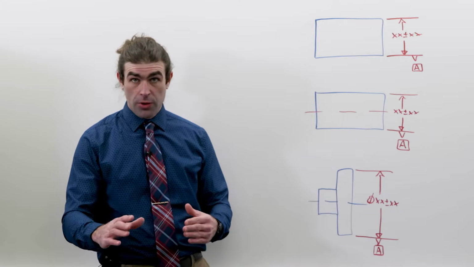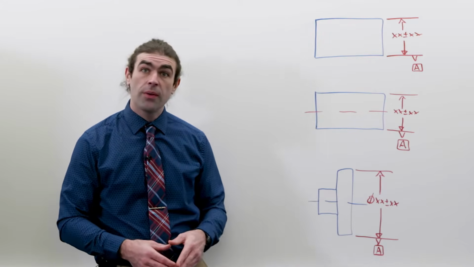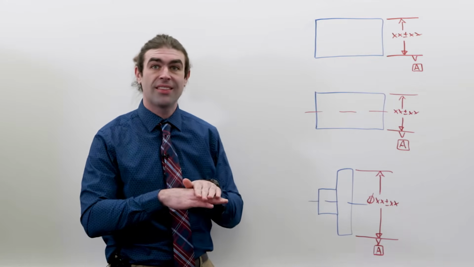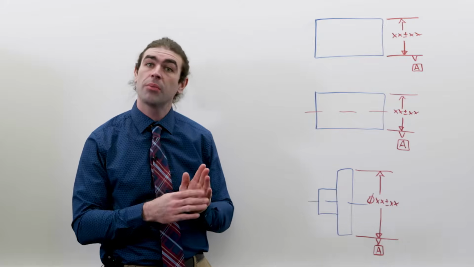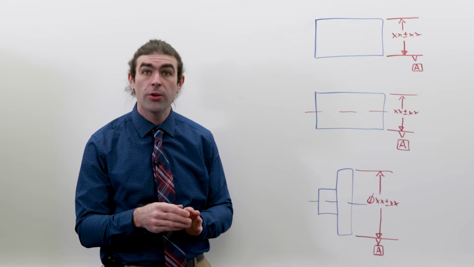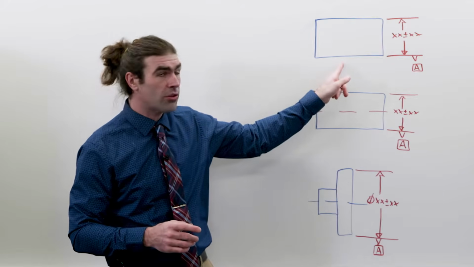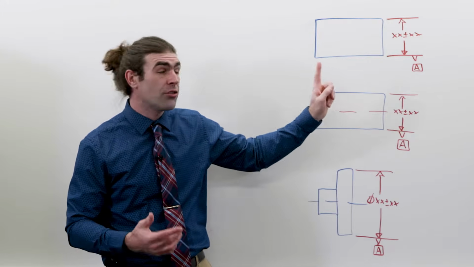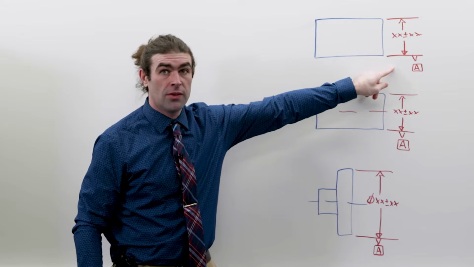So let's go into some of the ways datums are shown on drawings. The first example I have here, our datum feature symbol is attached to the extension line, but it's not in line with the dimension. The datum feature symbol could just as easily be attached directly to the part surface. That would do the same thing. It just cannot be in line with the dimension.